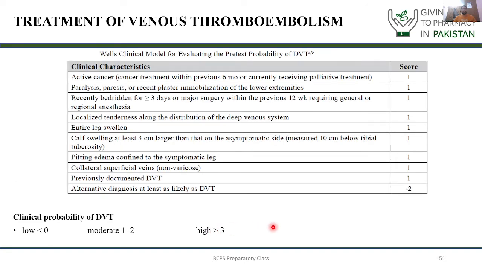This is the Wells criteria. It has different components: active cancer, paralysis, recently bedridden more than 3 days, localized tenderness, entire leg swelling. Each factor has 1 point. If the score is less than 0, it's a low-risk patient. If it's between 1 and 2, that is moderate. More than 3 is high risk.